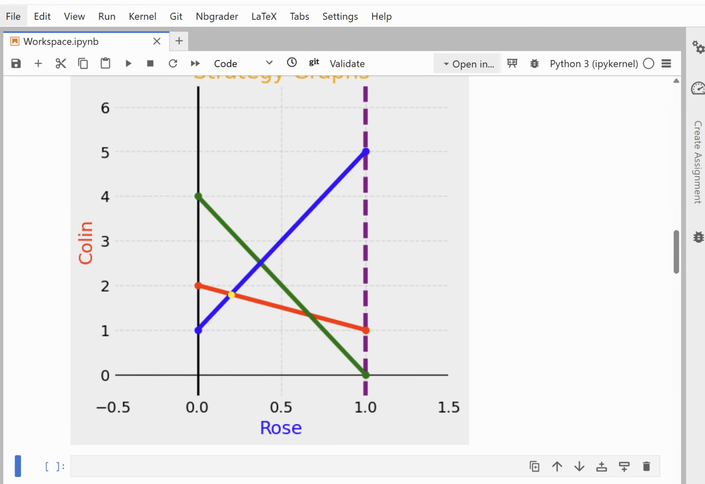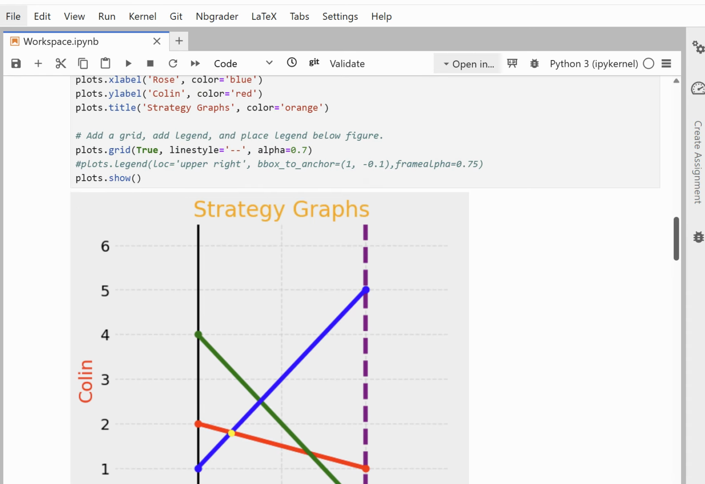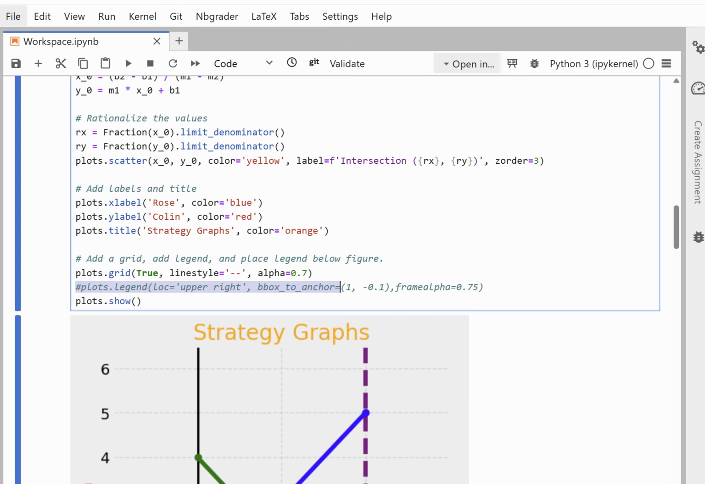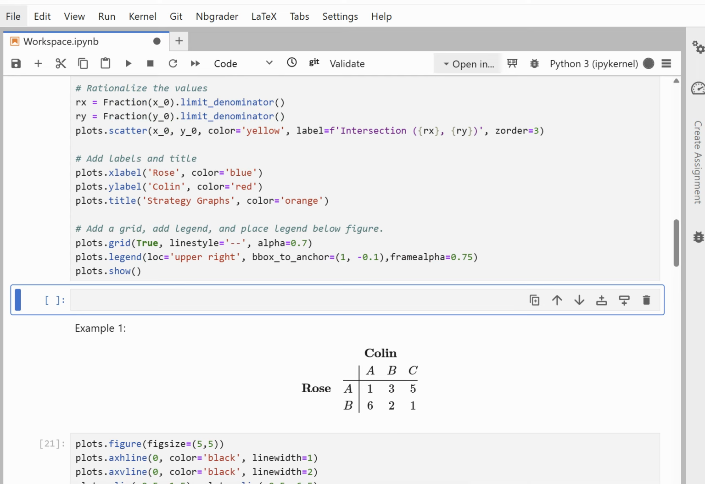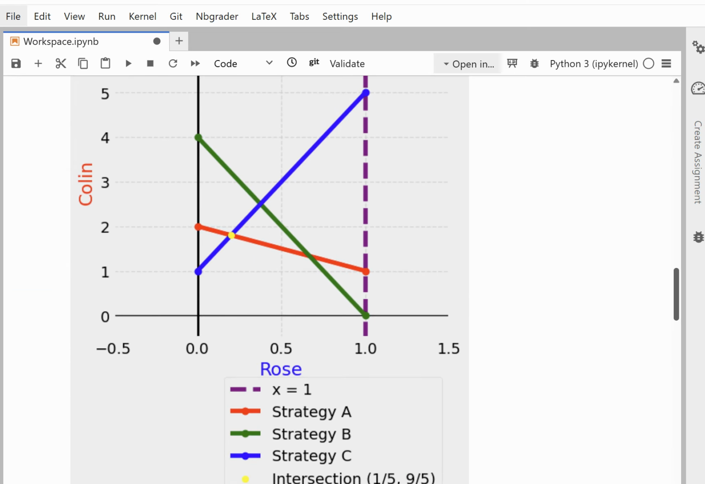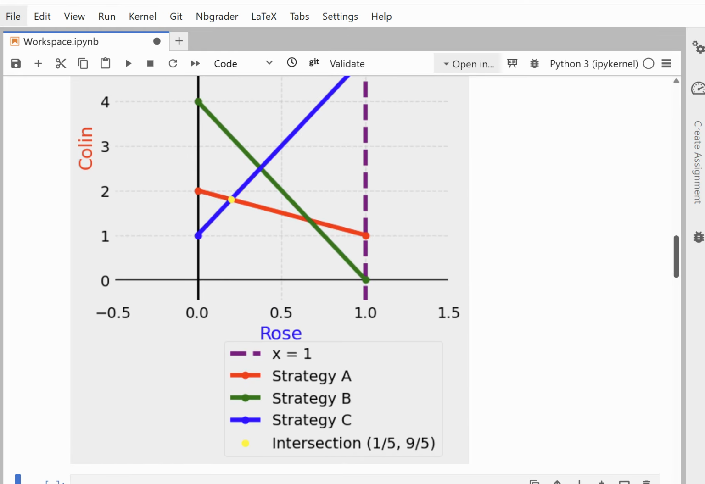So let me get rid of the highlighting. And what's going on? Well, you'll notice that I have the legend, the part of the legend that would show the intersection point, I had that turned off. Why? Well, we didn't need it yet. Now we need it, right? And if I scroll down, you can see that we know that the intersection point is 1/5, 9/5.